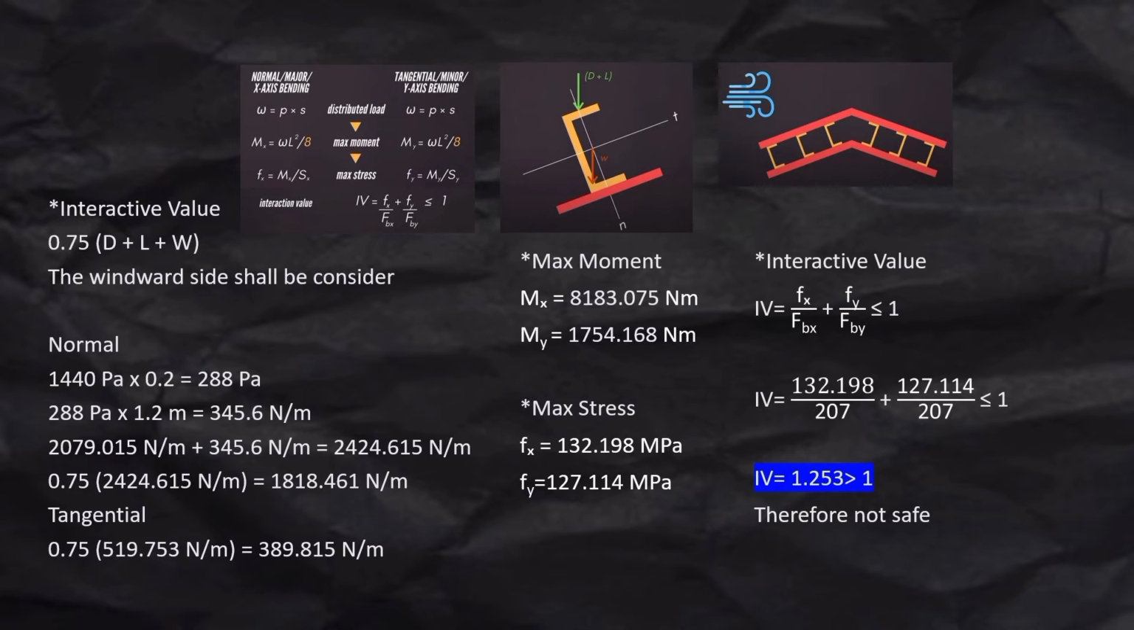So, 132.198 over 207 plus 127.114 over 207 should be less than or equal to 1. But ang nakuha natin is 1.253, which is greater than 1. Therefore, ang purlins natin is not safe.